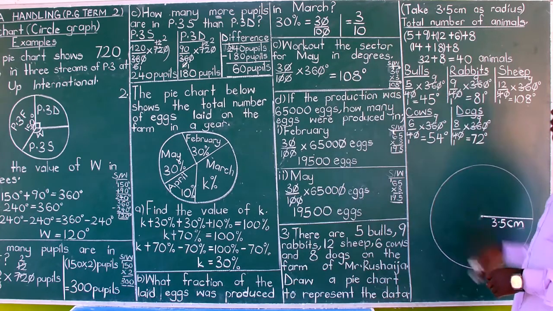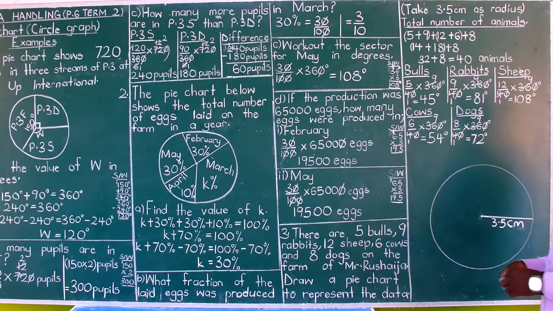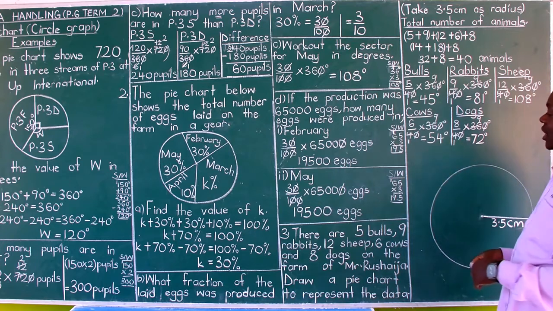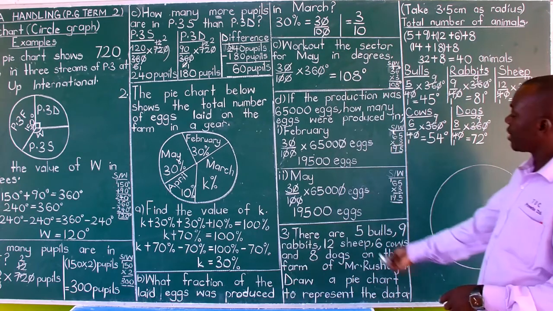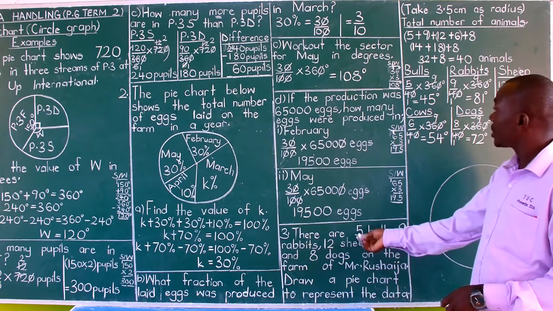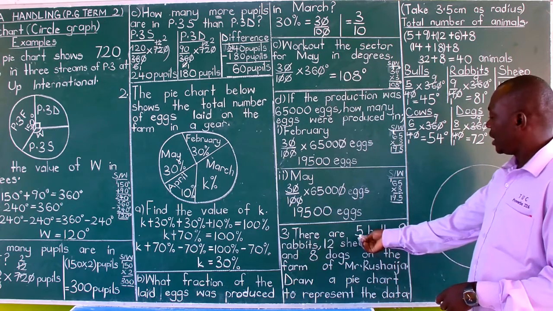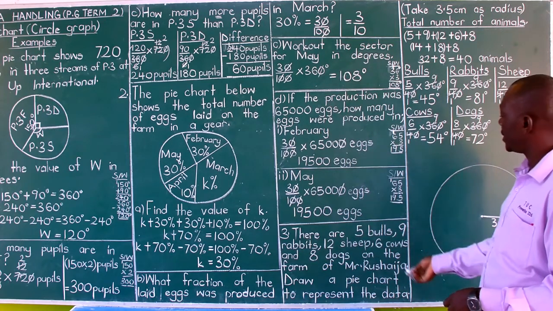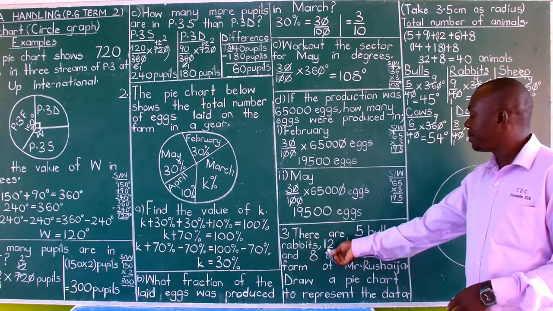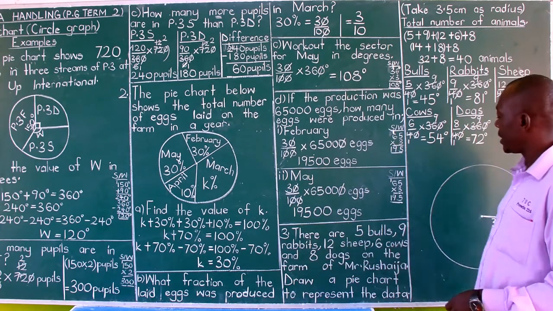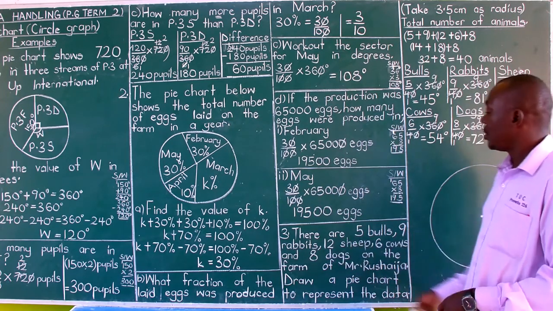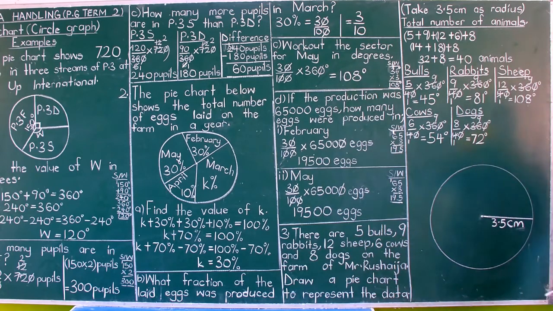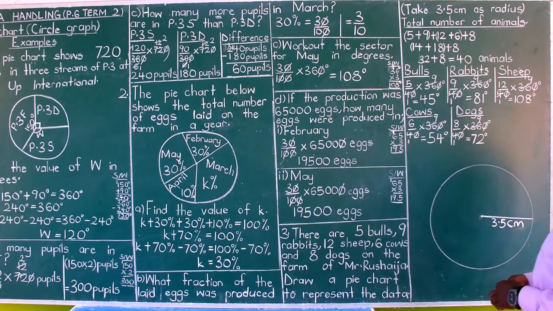Now that we've got 40 animals on the farm, we can access the fraction each kind of animal does constitute. One fraction is constituted by bulls, that is 5 out of 40. Then the rabbits take 9 out of 40, sheep take 12 out of 40, cows take 6 out of 40, and dogs have got 8 out of 40. Those are the fractions that I'm going to convert to degrees by multiplying each by 360 degrees.